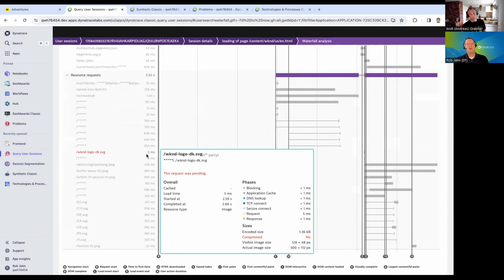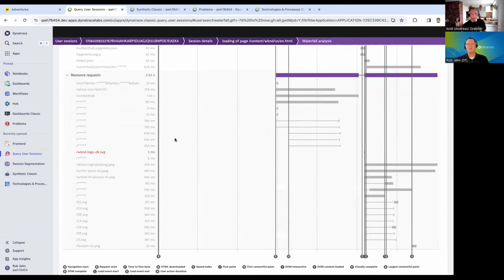This one's not even loading properly. So this is the kind of insight that you can debug, you can understand about your application. Again, all out of the box here with our real user monitoring.